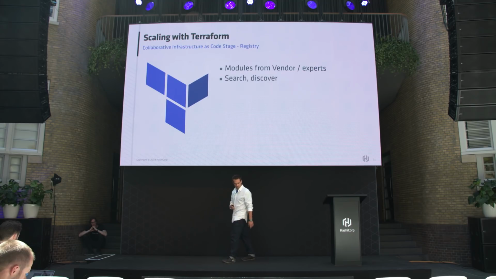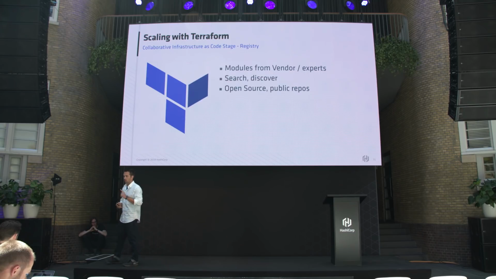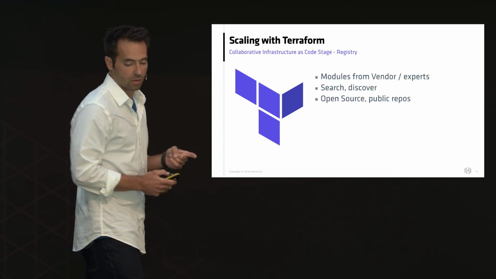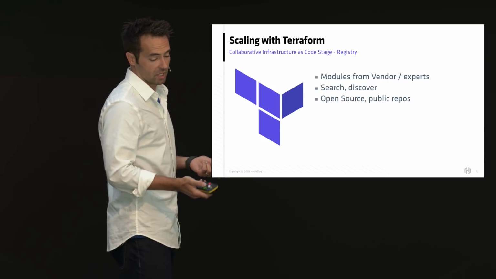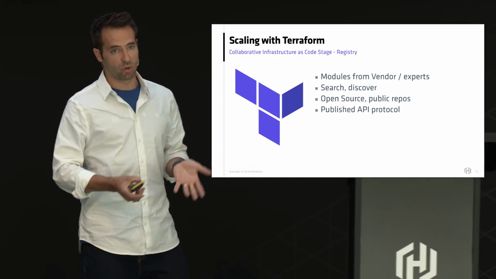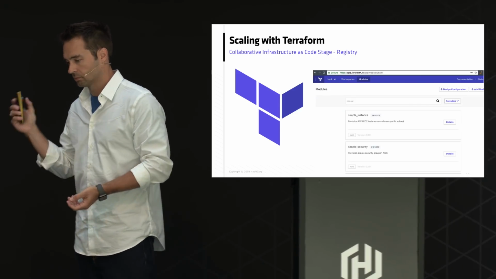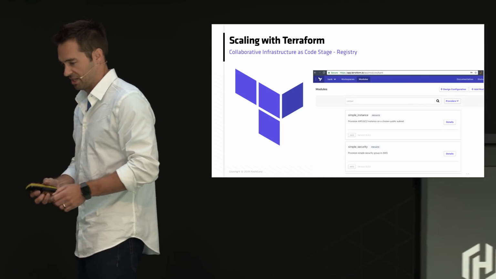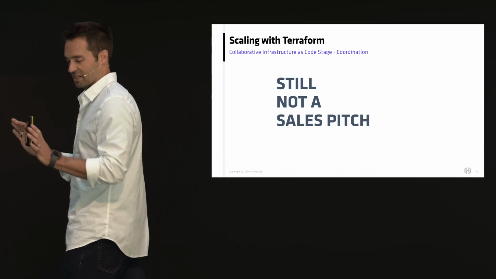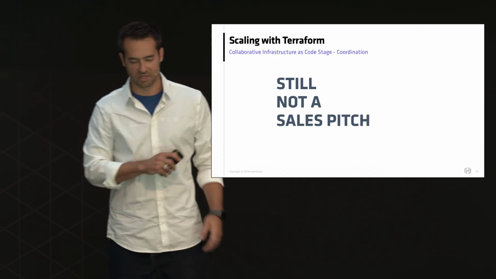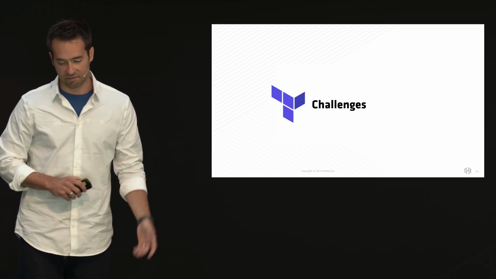A limitation there is search discovery. The Terraform registry is all public and all open. You can look at the source. If you have private modules, you need to use something different. You need to use a private registry. We've published the API protocol for the private registry. You can write your own if you wanted, or you can use the one built into Terraform Enterprise. Still not a sales pitch, promise. It says right there. So I have 14 seconds.